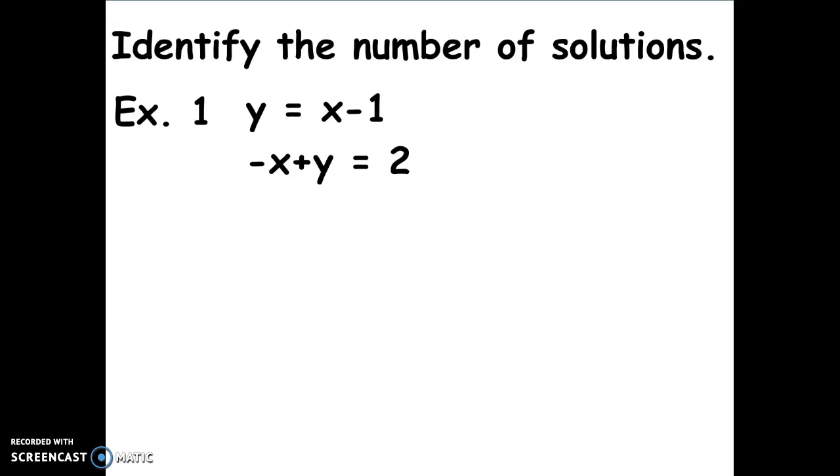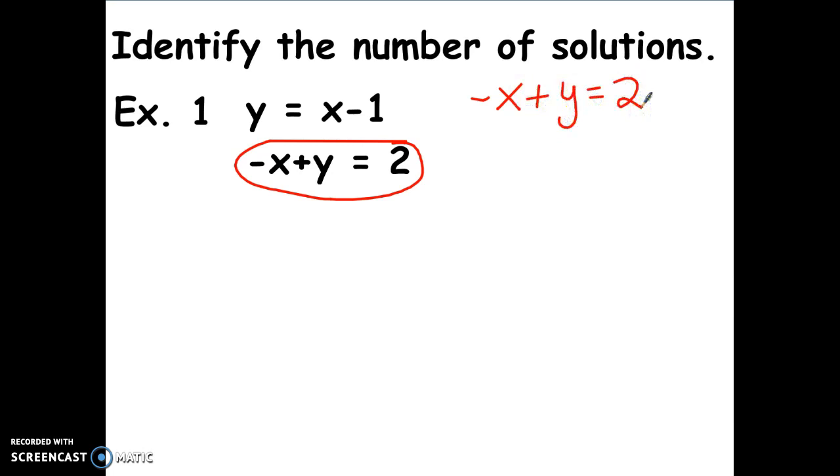Now, in order to be able to tell what type of solutions we have, we need for both of these equations to be in slope-intercept form. So we're going to have to rewrite this equation. So I'm going to come over here to the side and solve this for y. In order to solve this for y, we're going to have to add x to both sides. So y equals x plus 2.